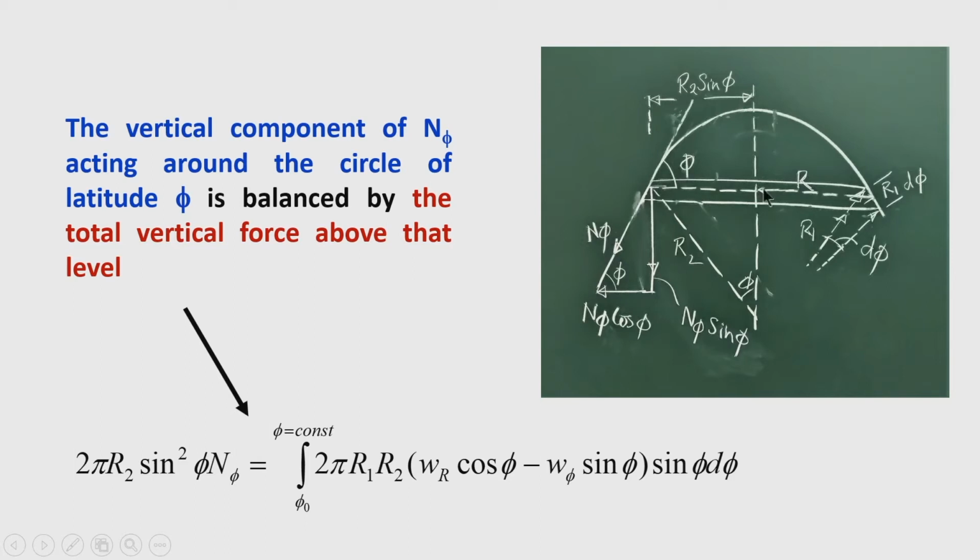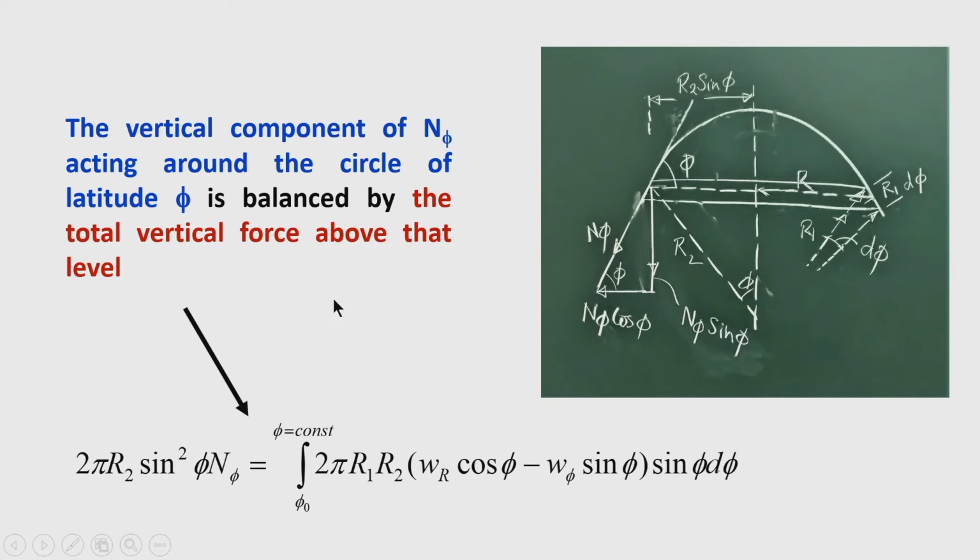However, r can be expressed in terms of r 2, one of the principal radii. r by r 2 equals sin phi, so r equals r 2 sin phi. Therefore, this expression is developed by putting this value of r equal to r 2 sin phi. So we get a complete expression to interpret this integral expression physically.